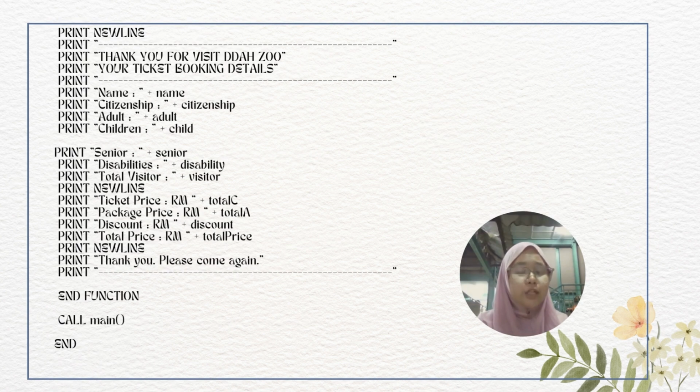At the end of the program, the system displays a full summary of the booking: name and citizenship, number of each ticket type, total visitors, ticket price and package price, any discount, and the final total price. Lastly, it shows a thank you message and ends the program.